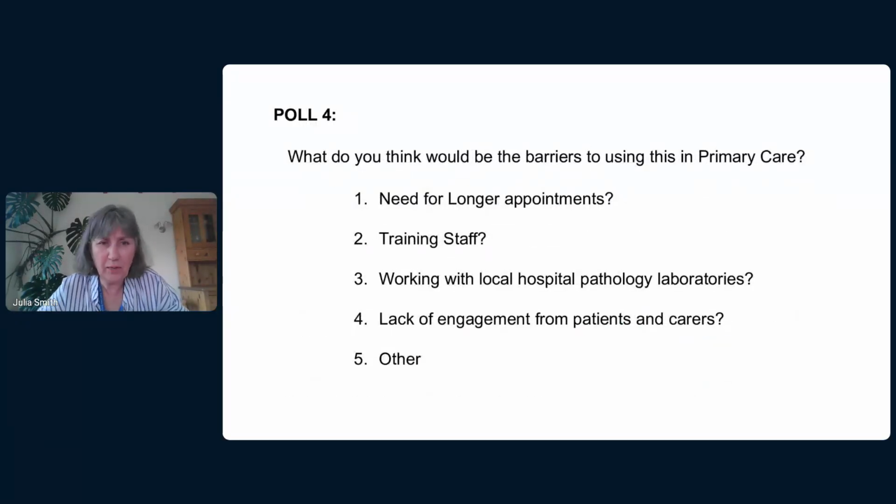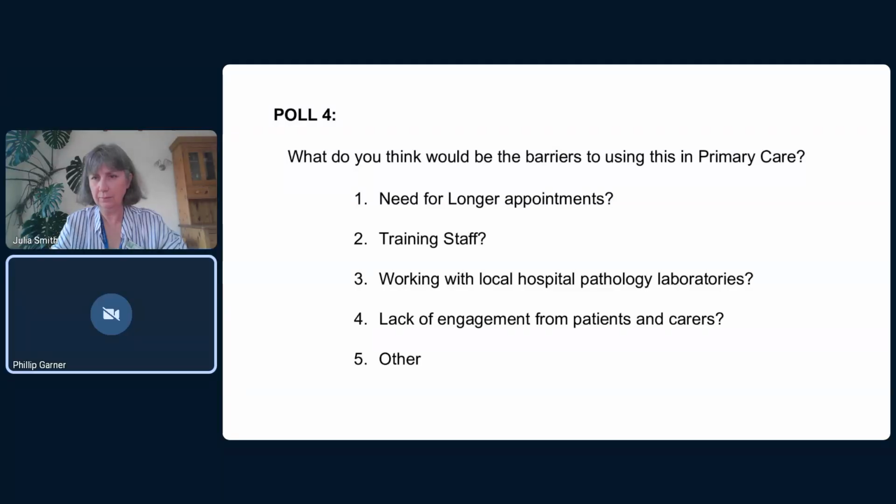So we've got another poll here, and I was just interested to know what you think the barriers might be for this to be implemented much wider in primary care. So if we could run that poll, that would be great. Yeah, that's live. Okay.